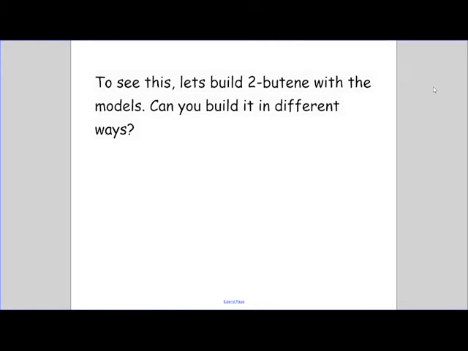So to see this, let's build 2-butene with the models and to see, can you build it in a different way. So let's get the model kits, pause the video and see if you can draw 2-butene and build 2-butene, and can you build it so it looks different, its orientation is different. And we'll give you a second with that and then come on back.